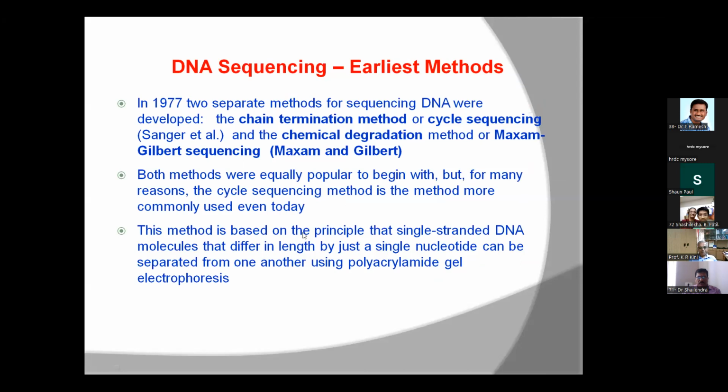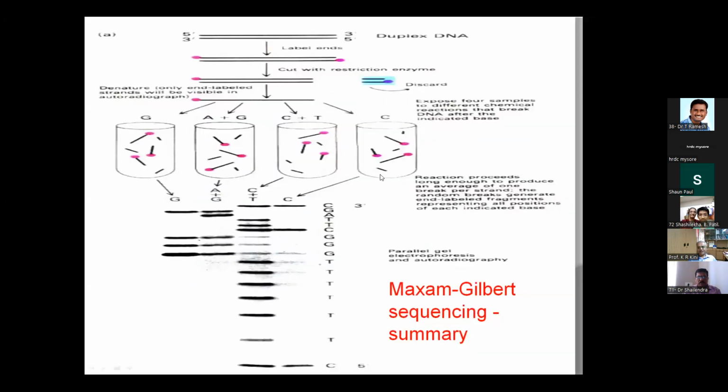The basic principle is that single-stranded DNA molecules, which vary in length by just one nucleotide, can be separated using a polyacrylamide gel. There are long sequencing gels, so it was a very laborious process at that time. This is the chemical degradation method, which uses specific chemicals to degrade the DNA after specific sequences. There will be 4 reactions, and the fragments should be radiolabeled. They are run on a sequencing gel, very thin, ultra thin polyacrylamide gels. Then you subject it to autoradiography. So it's a very laborious process.